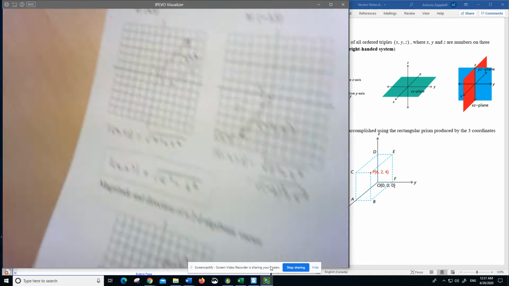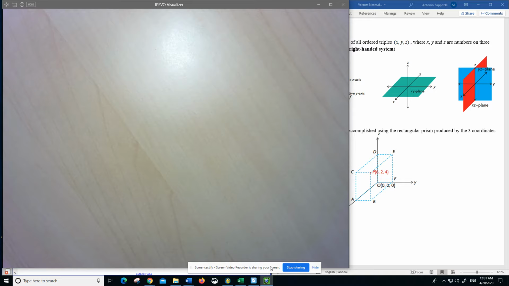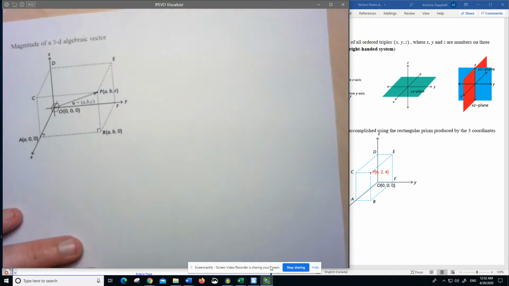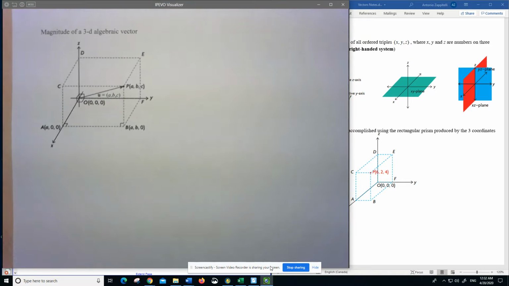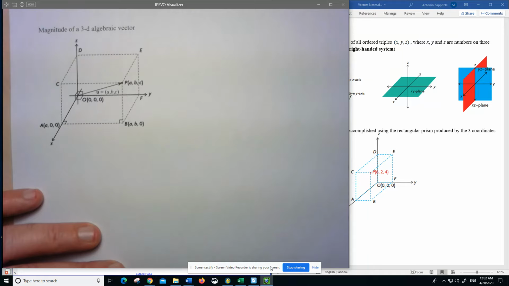So the last thing we're going to do for this week is the magnitude of a 3D vector. But I'm hoping that you recognize this as being something you've already done in this unit.